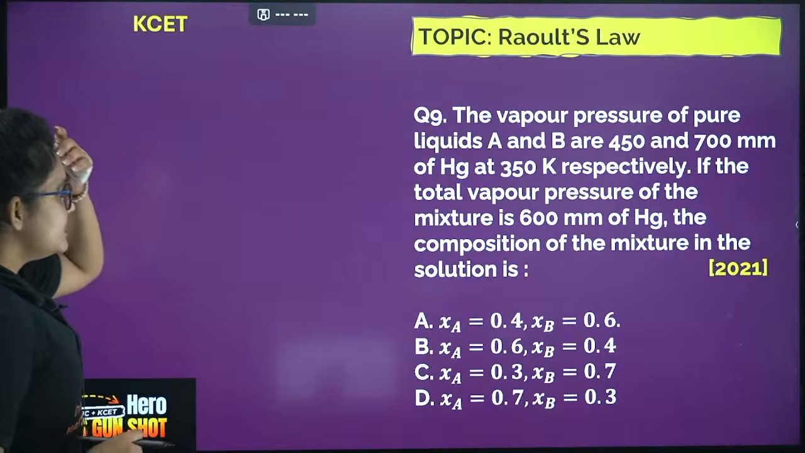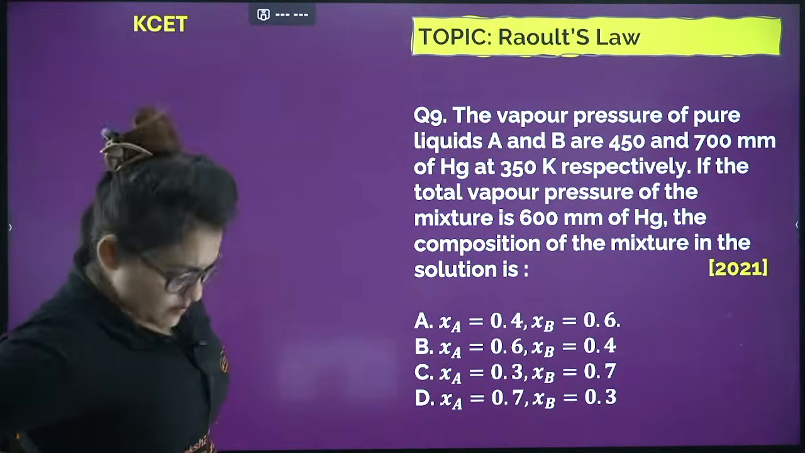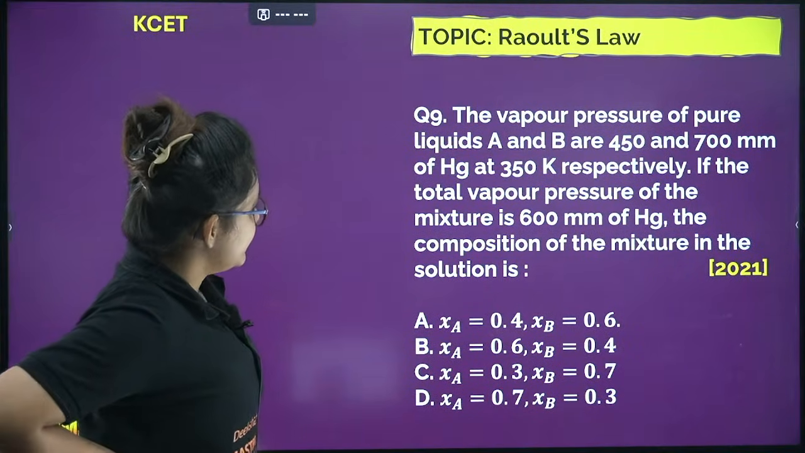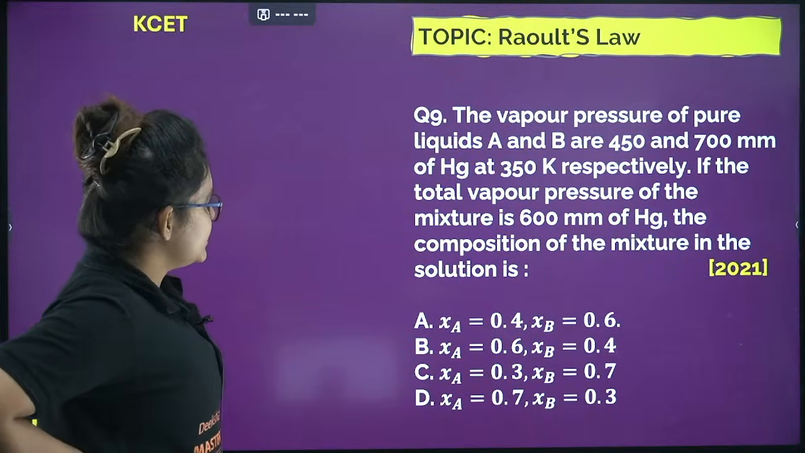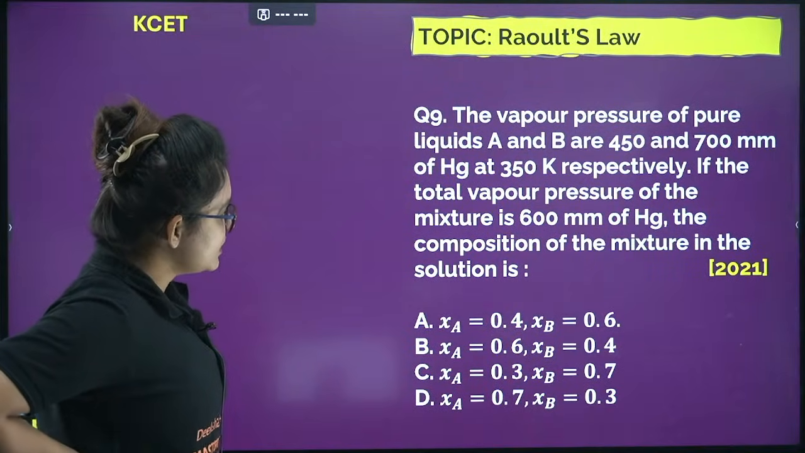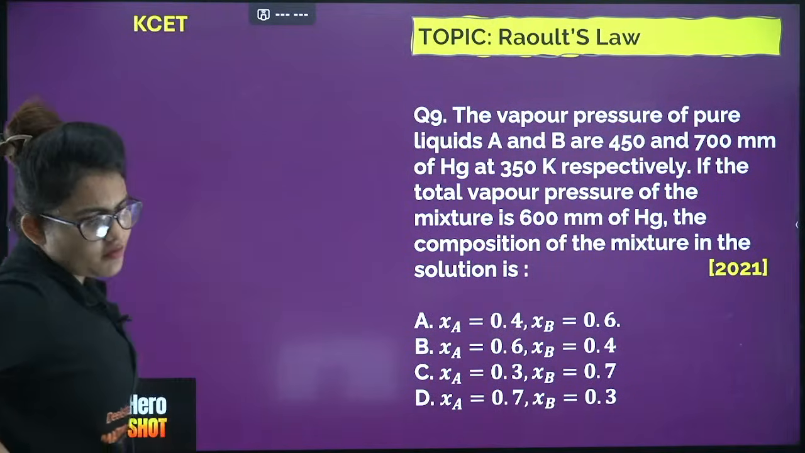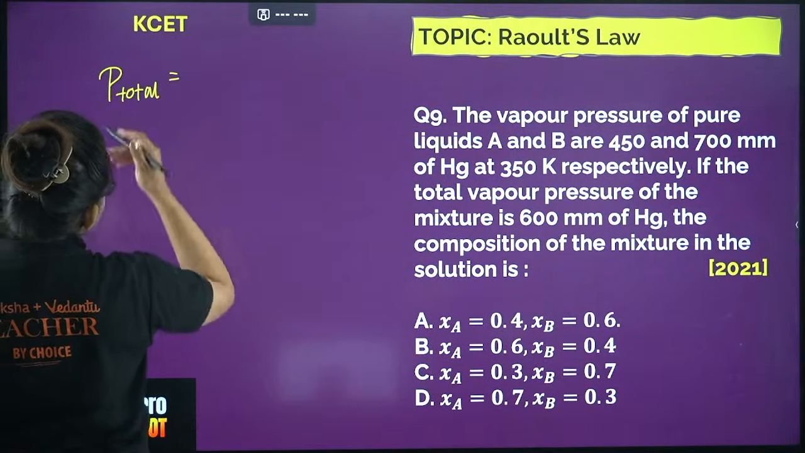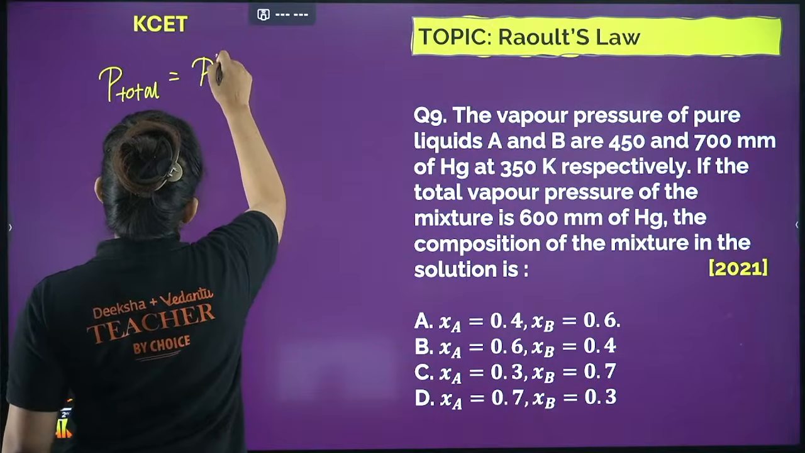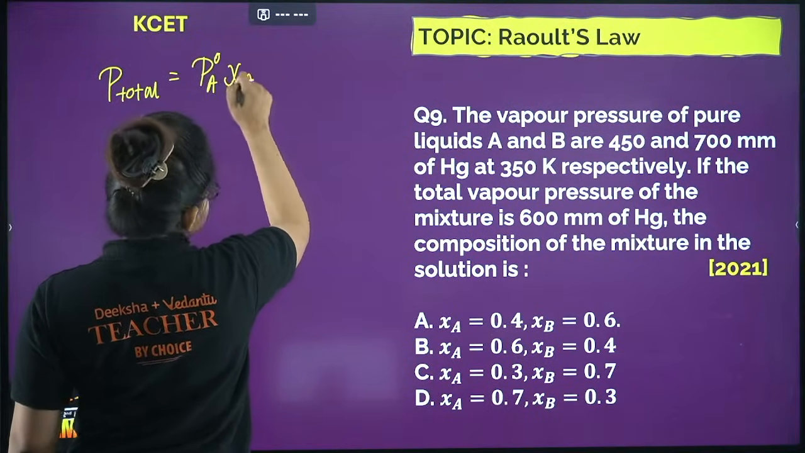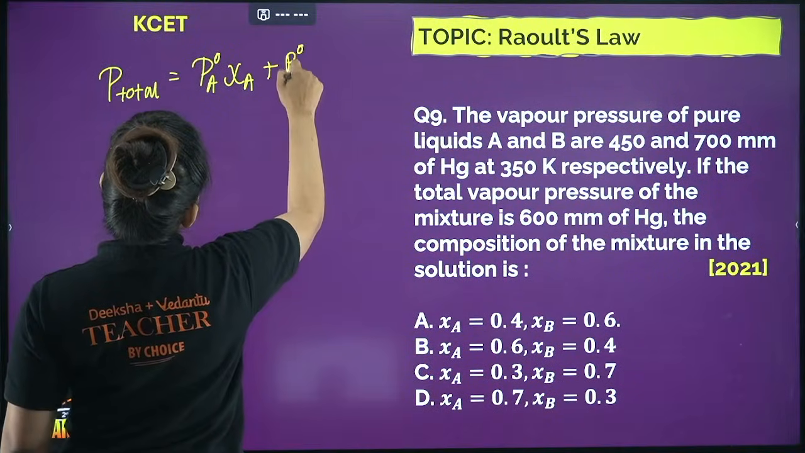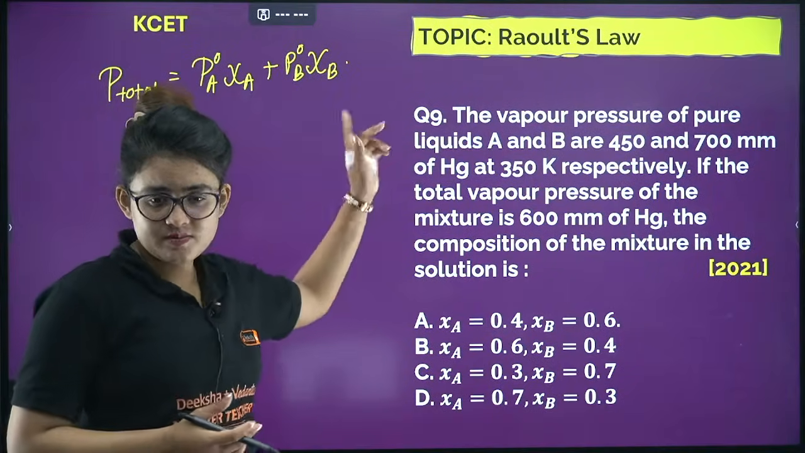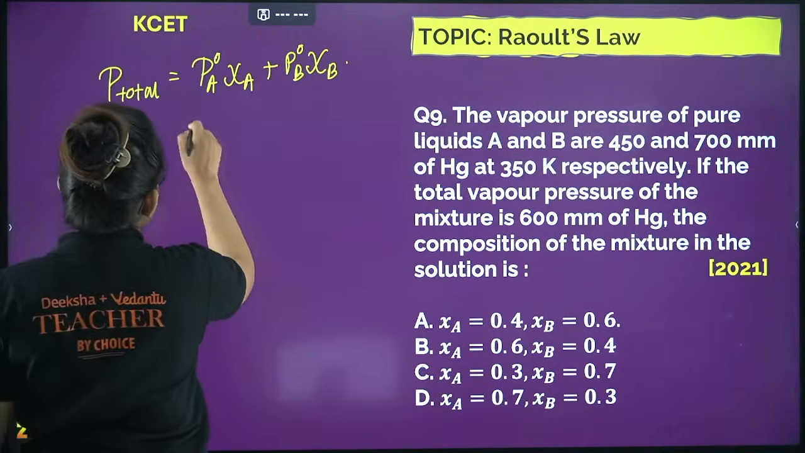Before starting the ideal non-ideal solution, after completing this, we will take a very small break. The vapor pressure of pure liquids A and B are 450 and 700 mm of Hg at 350 Kelvin respectively. If the total pressure of the mixture is 600 mm, find the composition of the mixture in the solution. So how should I proceed? Let me write Raoult's law: P total is P0A times XA plus P0B times XB. In case of XB, I can replace it with 1 minus XA.